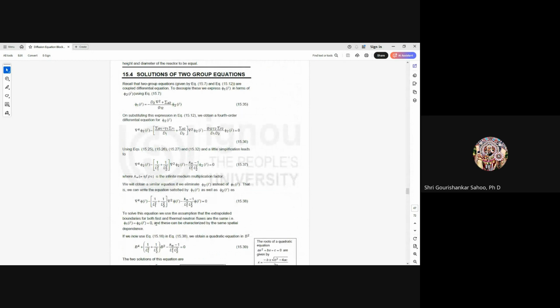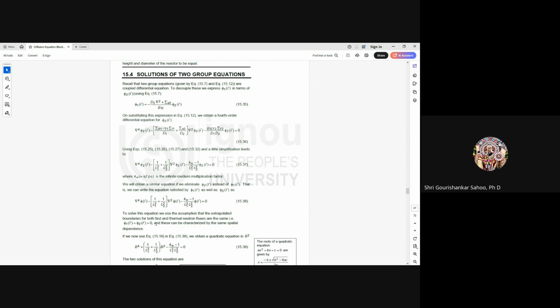So two group equations are coupled differential equations. To decouple this expression, we have to express phi 1 in terms of phi 2. So your phi 1 will be minus D2 del square plus sigma A2 phi 2 by G12. So a fourth order differential equation can be obtained for phi 2, which is nothing but del square phi 2 minus sigma R1 minus gamma 1 sigma F1 by D1 plus sigma A2 by D2 whole multiplied by del square phi 2 minus G12 gamma 2 sigma F2 by D1 D2 phi 2 is equal to 0.